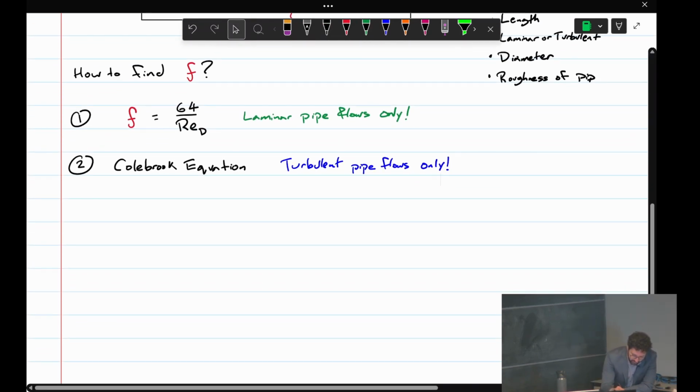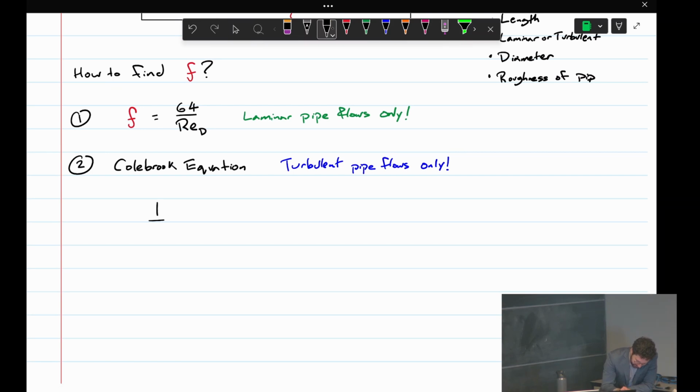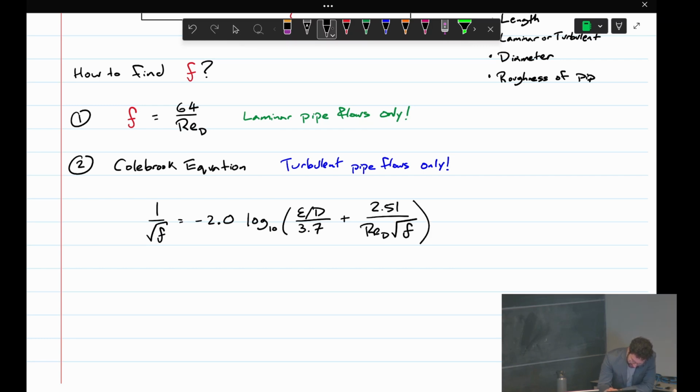Okay, so here's what the Colebrook equation is. It's 1 over the square root of F is negative 2.0 log base 10 of epsilon over D over 3.7, plus 2.51 over Reynolds number D square root F. So this is the Colebrook equation.